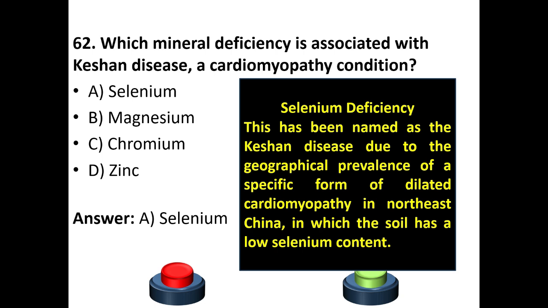Selenium deficiency has been named Keshan disease due to the geographical prevalence of a specific form of dilated cardiomyopathy in northeast China, in which the soil has a low selenium content.